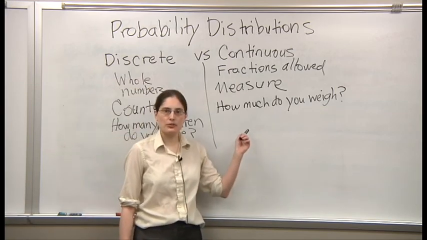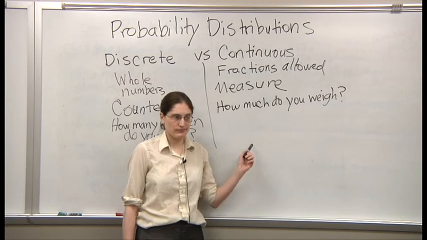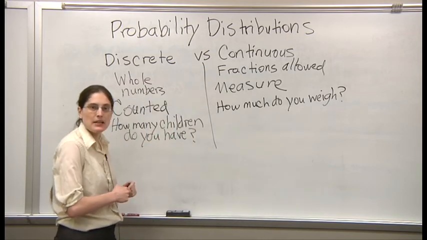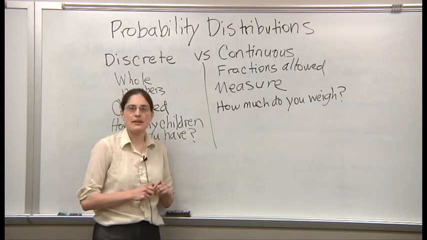How tall are you? It's continuous. Someone's height could be a fraction. How many people are in the room? It's discrete. It can't be a fraction.